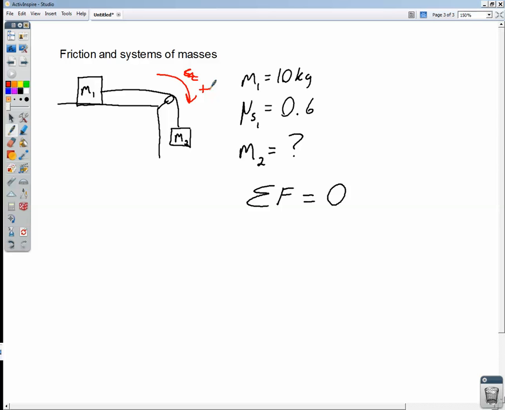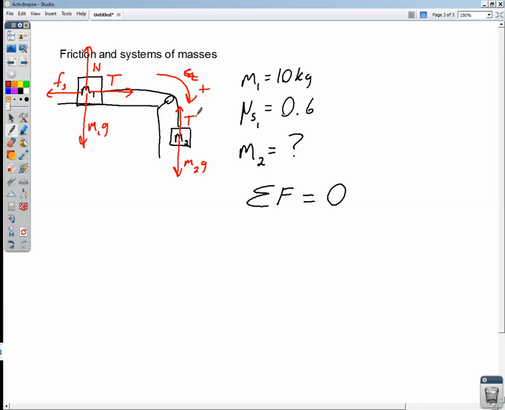So our free body diagram for M1 is going to be M1G going down, the normal force on 1 going up, and we have a force of static friction going to the left, and there's tension in the rope pulling M1 to the right. For M2, it's a simpler picture. We've just got M2G going down, and we have that same tension force going up.